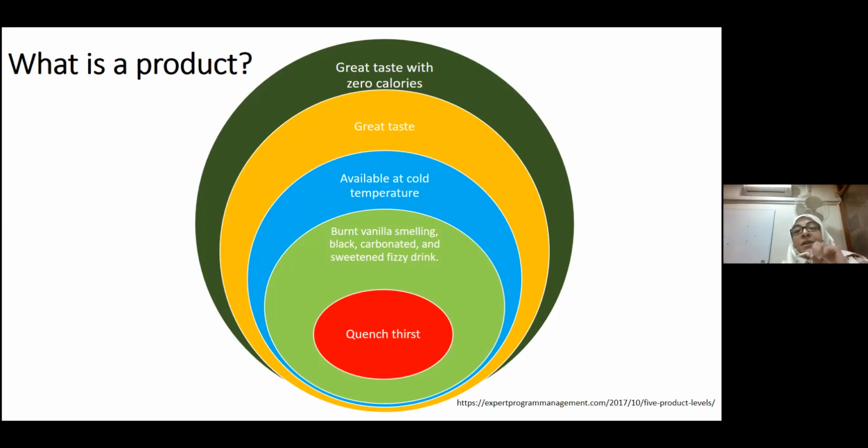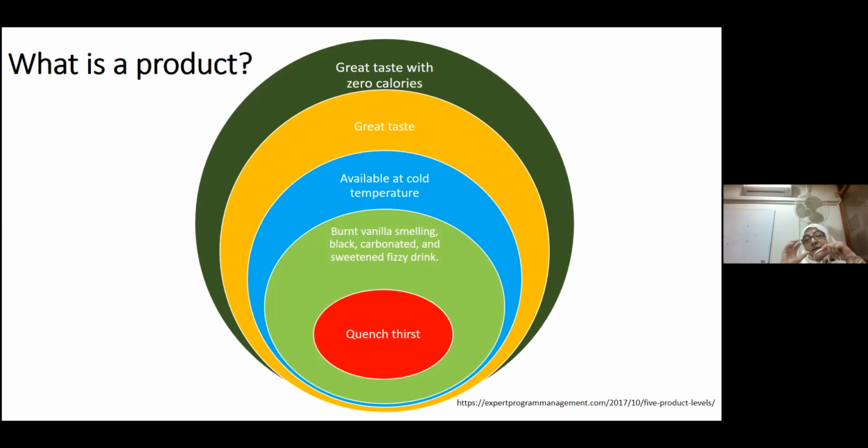As I was telling you, the screen in front of you is giving you the example of a cola drink. So the core benefit is to quench the thirst, right? The next level is that it tastes of vanilla, it's carbonated, it's a sweet, fizzy drink, and it is available at cold temperature. It tastes great, and it is also available with 0 calories.